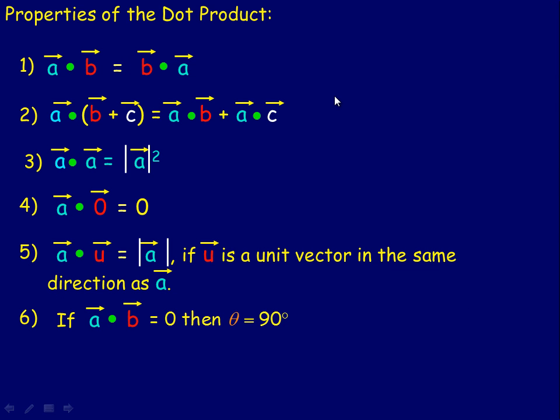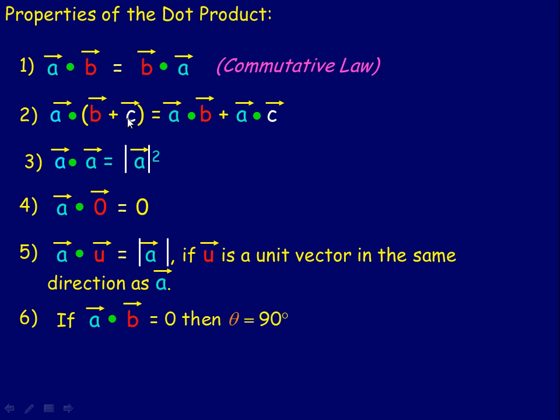Some properties of the dot product. A dot B is the same as B dot A. That's called the commutative law. It doesn't matter what order you take the dot product, you always get the same quantity. That is not the same with every possible mathematical structure. If you look at the cross product lesson, another lesson in this series, you'll see that the commutative law doesn't hold for cross product. But we'll save that for another time.